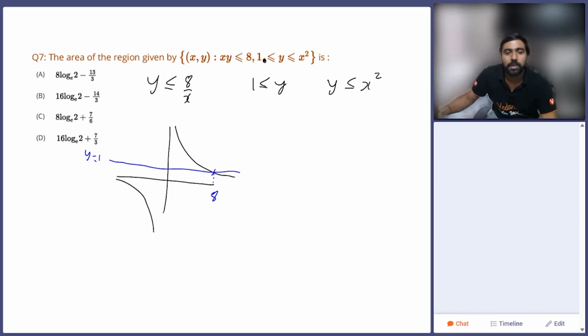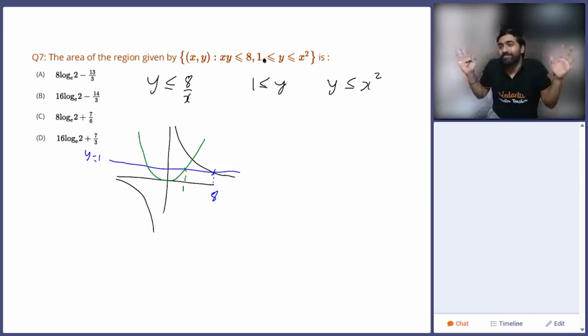And then you have y equal to x square, which will meet y equal to 1 at x equal to 1. This is the point where they're meeting. So what is the area between all three of them? Basically, y less than 8 by x, so that's the region inside, the origin side that is to be considered. Y less than x square, that's outside the parabola, and y greater than 1, above the y equal to 1 line. So this tiny bit is what you're looking for.